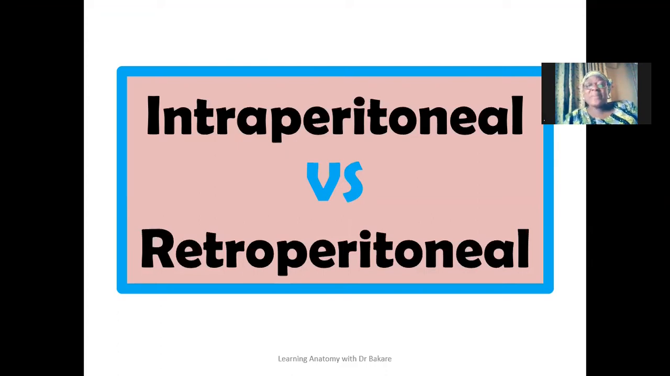Let's look at intraperitoneal versus retroperitoneal organs. There are two basic relationships that could occur between organs and the peritoneum, and that is what this lecture will be unfolding. We know that the peritoneum is a serous membrane that lines organs and also the interiors of cavities. So let's look at the differences between intraperitoneal organs and retroperitoneal organs.